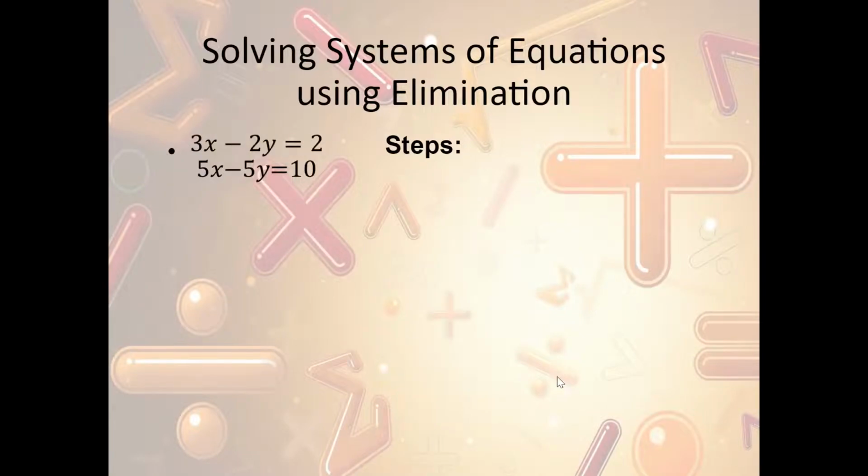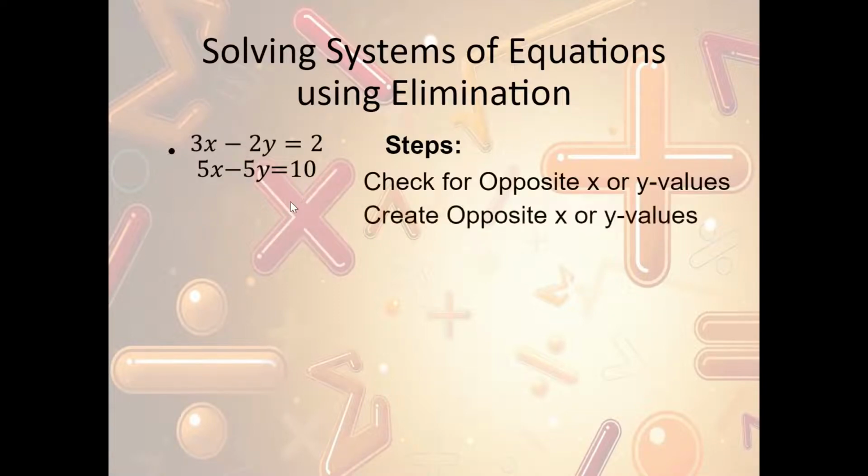Let's look at another example. We have 3x minus 2y is equal to 2, and 5x minus 5y is equal to 10. So again, I'm going to check for opposite x or y values. 3 and 5 are not opposites, and negative 2 and negative 5 are not opposites. So I need to create opposite values. Again, I can pick the x's or the y's, it doesn't matter. I'm going to go ahead and choose my x values.